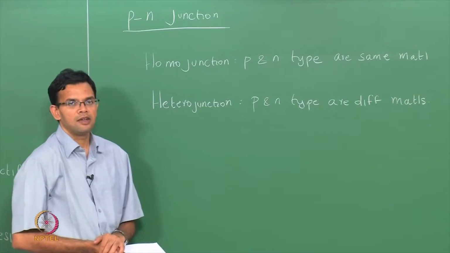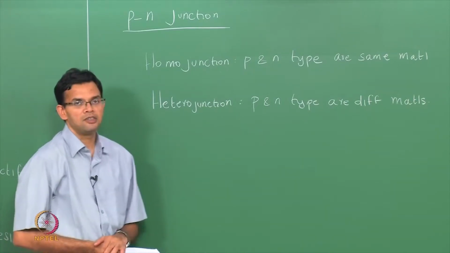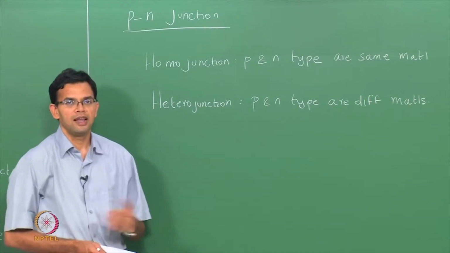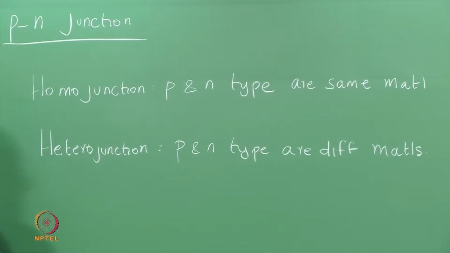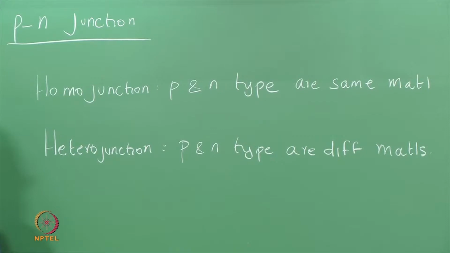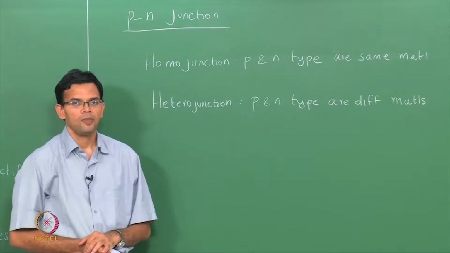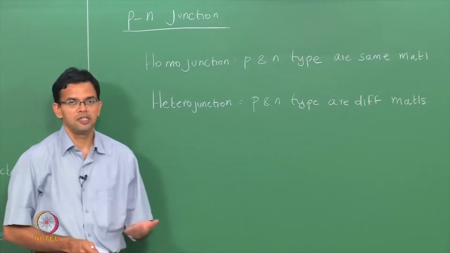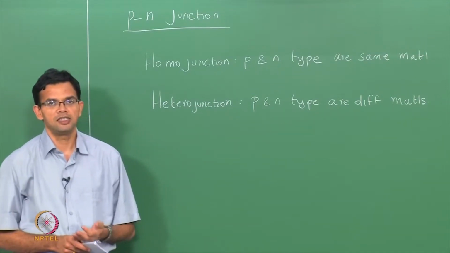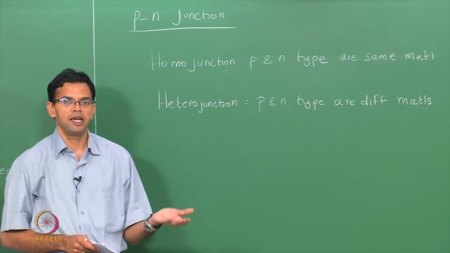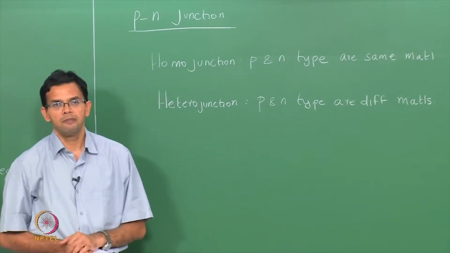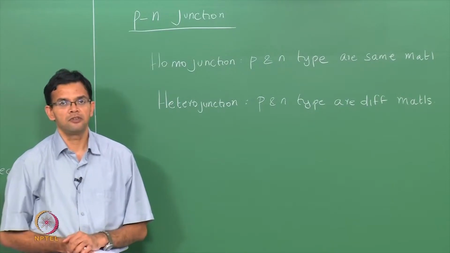So, we will find that heterojunctions have some really interesting properties, and later when we talk about optical devices as well like LEDs or lasers, we will find that heterojunctions have some advantage there. Homojunctions are easier to grow because you are essentially the same material. All you are doing is doping one side p type, the other side n type. So, the interfaces are easier to form.